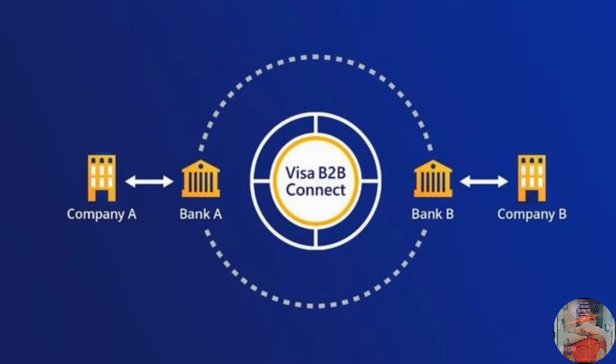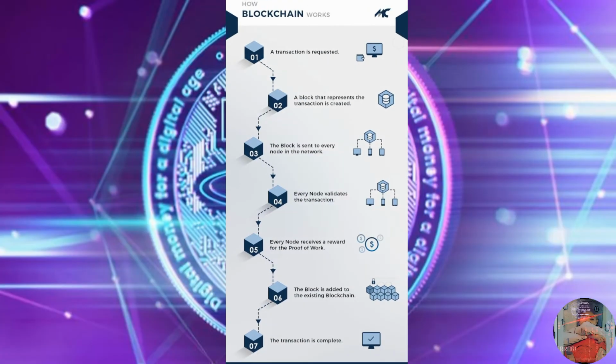So, the first process is a transaction is requested and authenticated by the blockchain network. Process number 2, a new block is created to represent the transaction. Process number 3, the new block is sent to every node or participant in the blockchain network. Nodes validate the new block and transaction. In most cases, nodes receive a reward as a result of a proof of work system. Process number 4, the new block is added to the blockchain. Process number 5, the updated blockchain is distributed across the network.